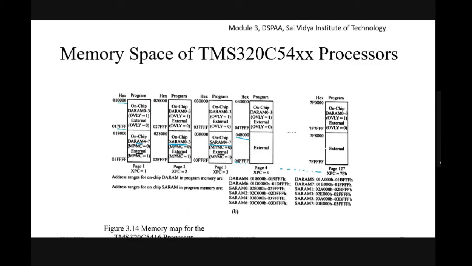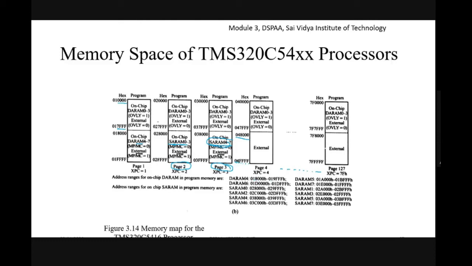Coming to the first page, it is for dual access RAM 4 to 7 bit when MP/MC bar is equal to 0, and external when MP/MC bar is equal to 1. Again, on-chip SARAM 0 to 3 is used in page 2, and on-chip SARAM 4 to 7 is used in page 3. So the address ranges for on-chip RAM in the program memory are written here.